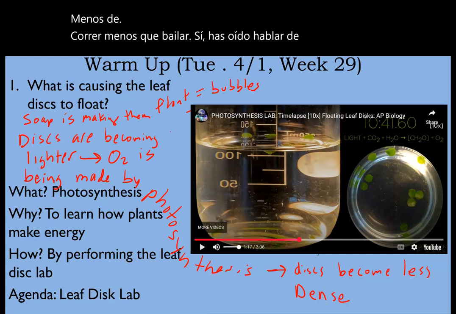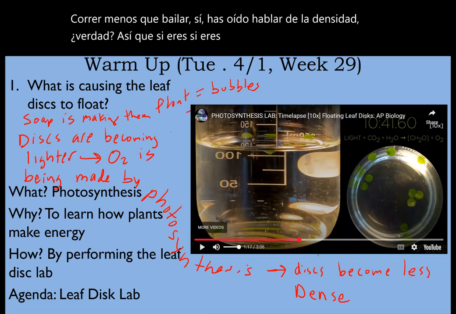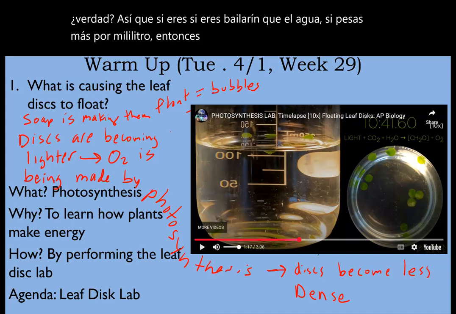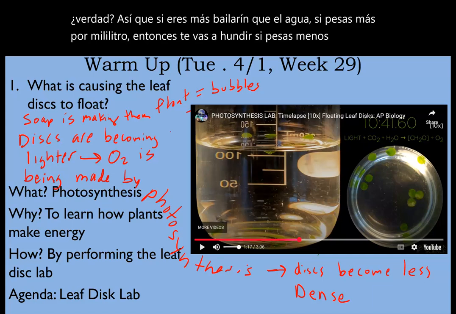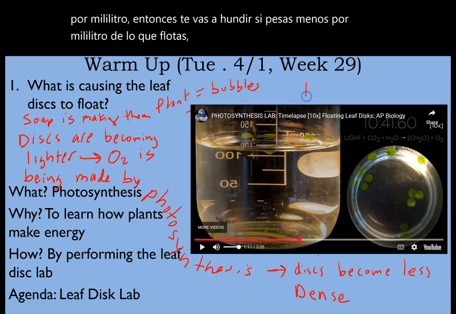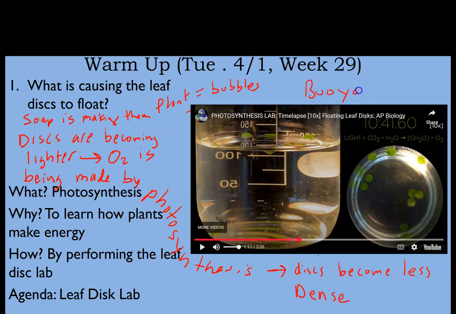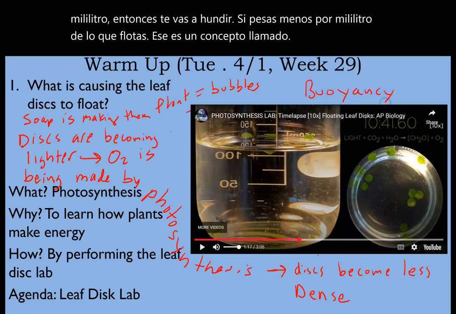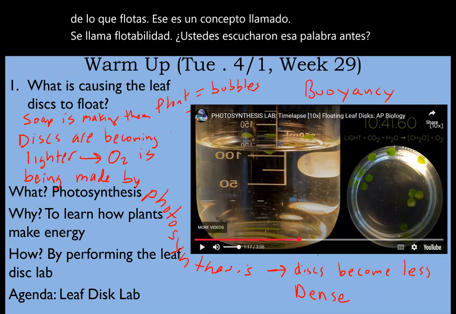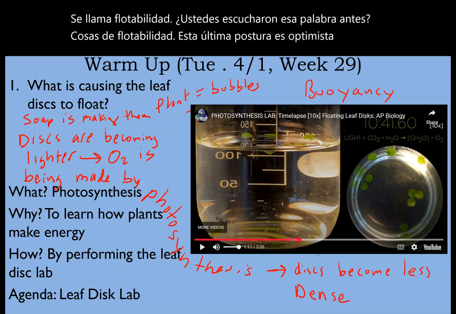So if you're denser than water, if you weigh more per milliliter, then you're going to sink. If you weigh less per milliliter, then you float. That's a concept called buoyancy. You guys heard that word before? Buoyancy. Stuff, if it's less dense, it's buoyant. If it's denser, it's not buoyant anymore.